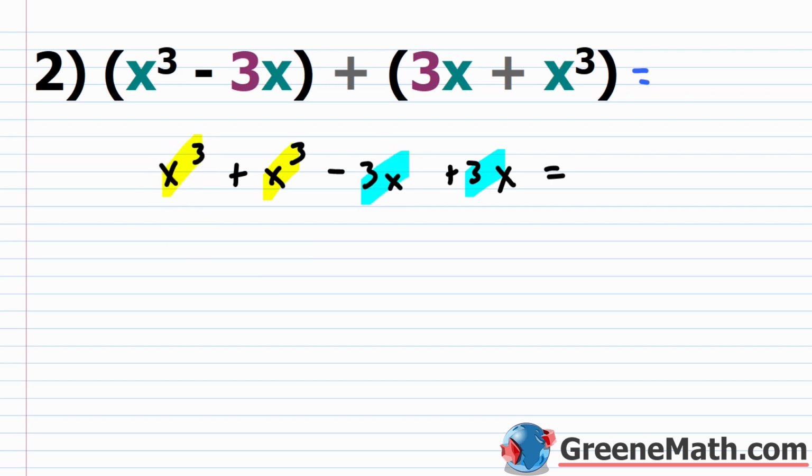So if I think about x cubed by itself, there's no visible coefficient. So when this happens, the coefficient is understood to be 1. So let's write that in for clarity. So 1 plus 1 would be 2, okay? And then the x cubed just comes along for the ride.